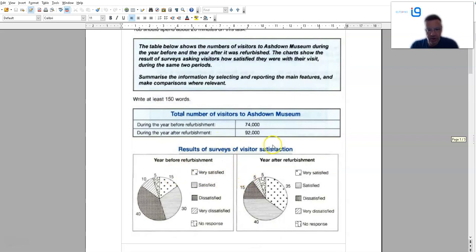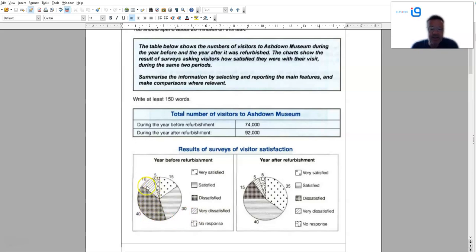Okay. So as you can see, this one's relatively easy. It's just listing information. There's not a lot to actually do here. For the table, that's pretty easy. Obviously, that's increased. The surveys before and after are interesting because what you can do here is combine like information. We've got very satisfied, satisfied, dissatisfied, and very dissatisfied. So for the number of people who were not satisfied, you can add dissatisfied and very dissatisfied to get a single figure.